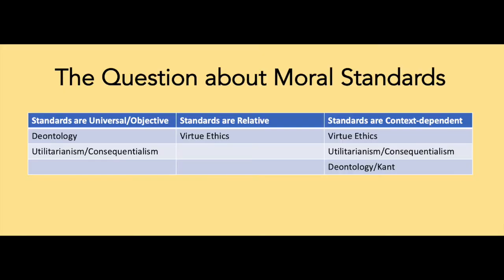So let's turn to the table to see where the different moral traditions lie. If you're concerned about universality and objectivity, you can see that deontology, especially Kant's version of it, and utilitarianism and consequentialism are going to be the moral traditions that will pique your interest.